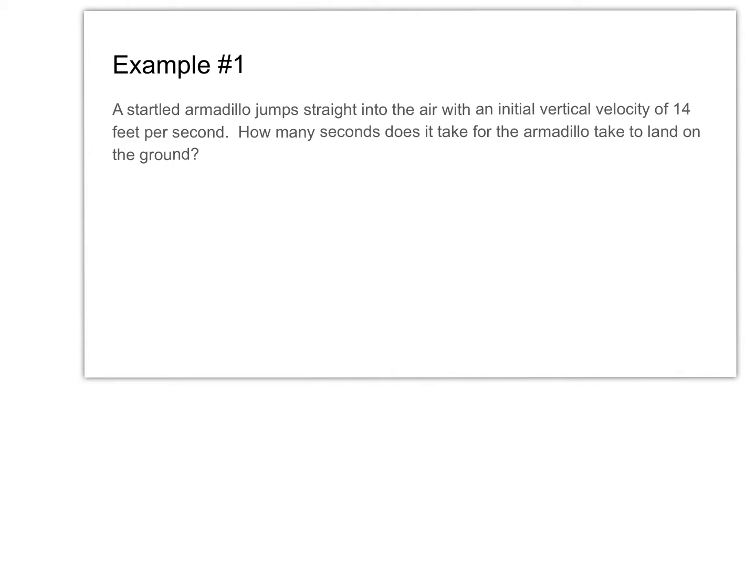A startled armadillo jumped straight into the air with an initial vertical velocity of 14 feet per second. How many seconds will it take for the armadillo to land on the ground? So we've got an armadillo, we're scaring it, it jumps into the air, and then it comes back to the ground. The second time, let's go through this. A startled armadillo jumps straight into the air with initial vertical velocity, that's going to be important, of 14 feet per second. That's our vertical velocity. How many seconds does it take for the armadillo to land on the ground?